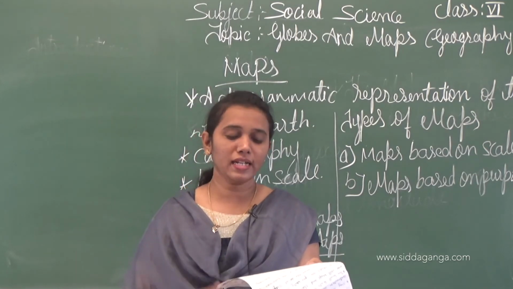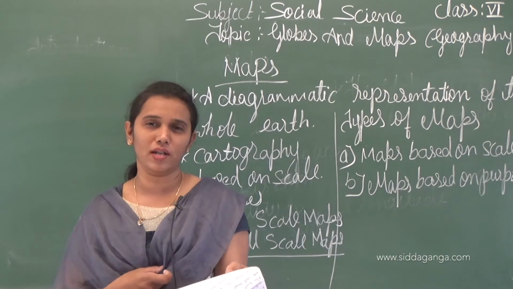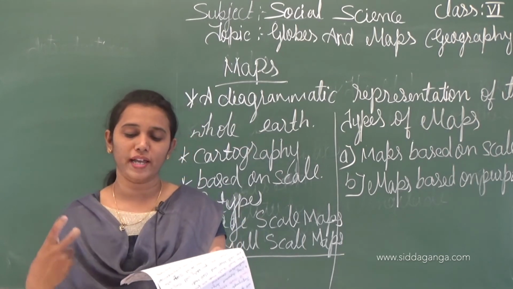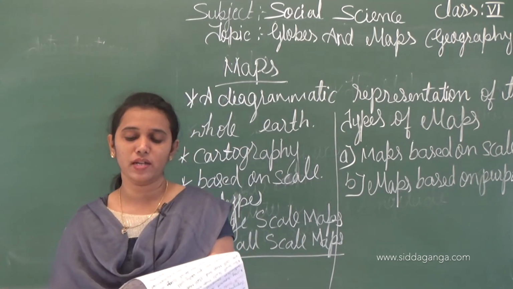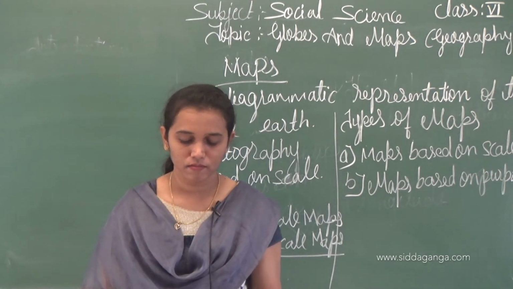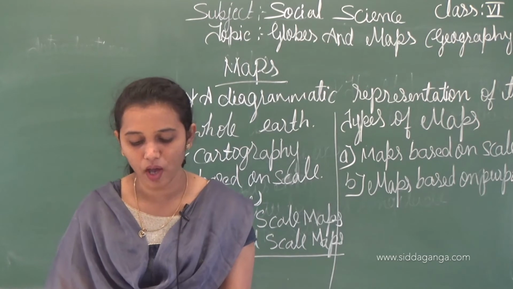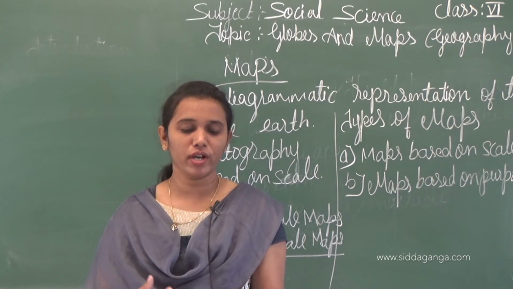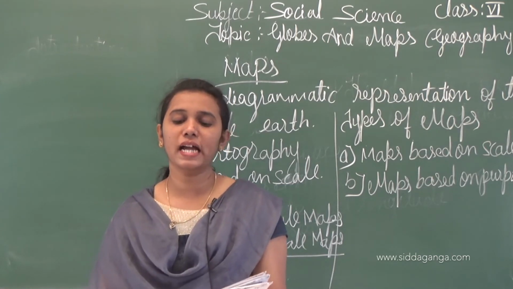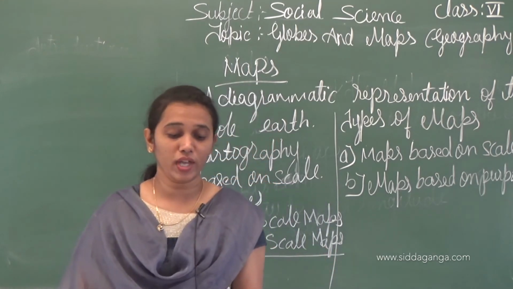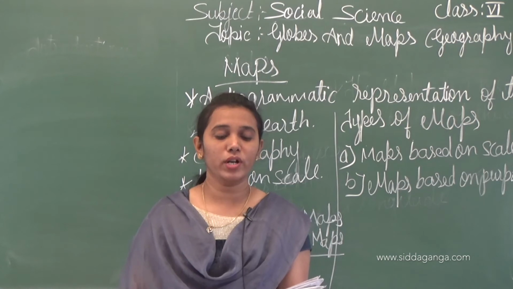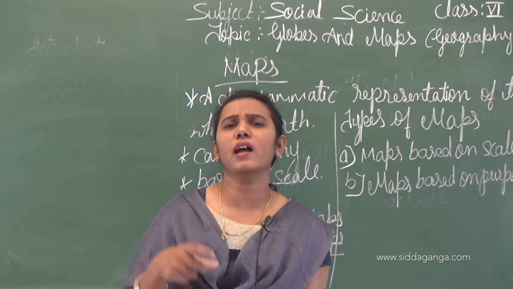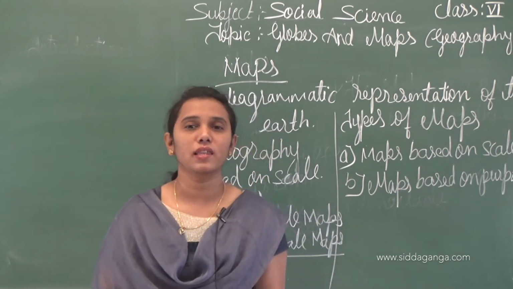Globe, understood children? Atlas, the maps in the atlas are smaller in size. In a book, you cannot expect a large area to be represented. So, in the atlas, maps are smaller in size, but give some information, children. When you refer to the atlas, you can go through the sea, all the political and physical features, the rivers in a country, and the boundaries, everything. All the detail can be seen in the atlas.